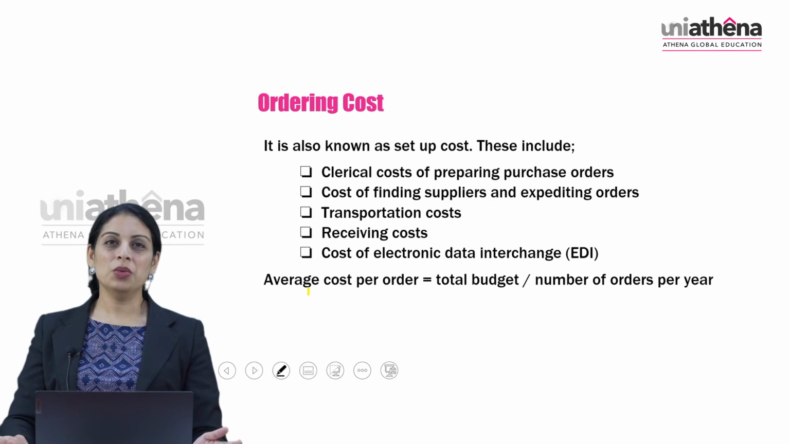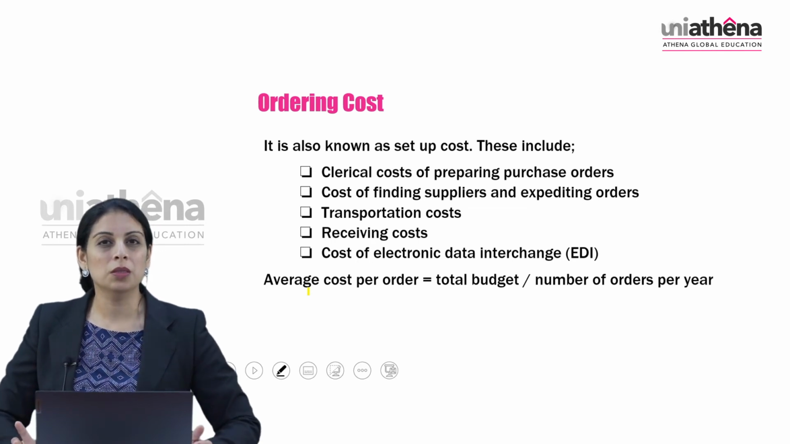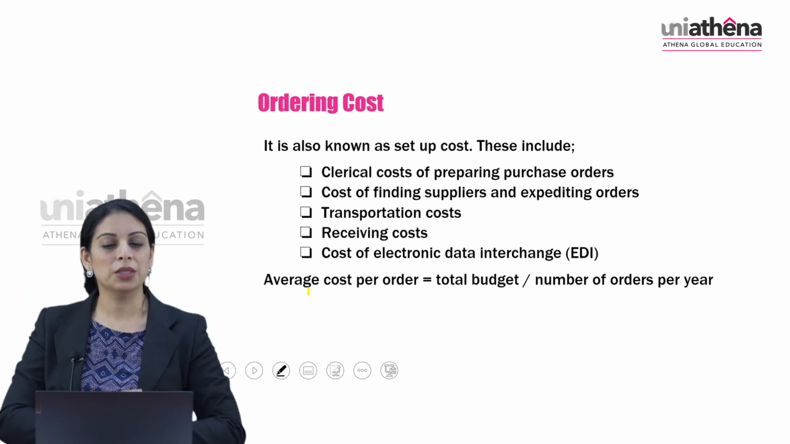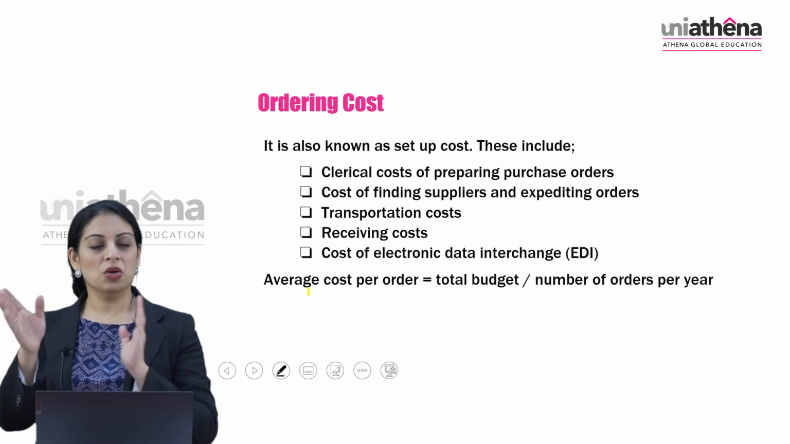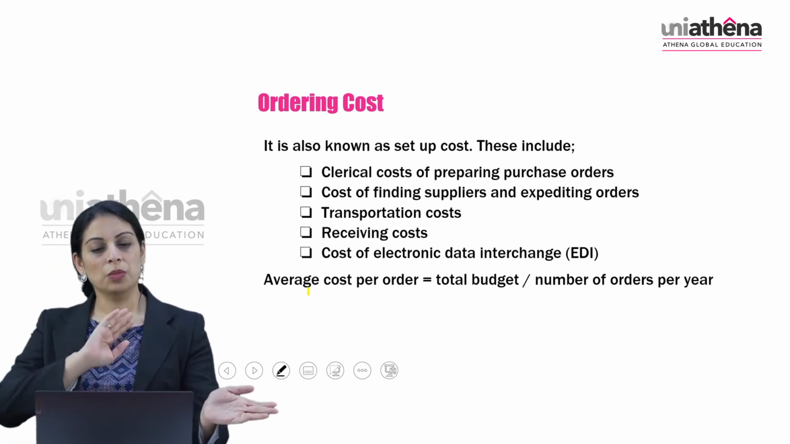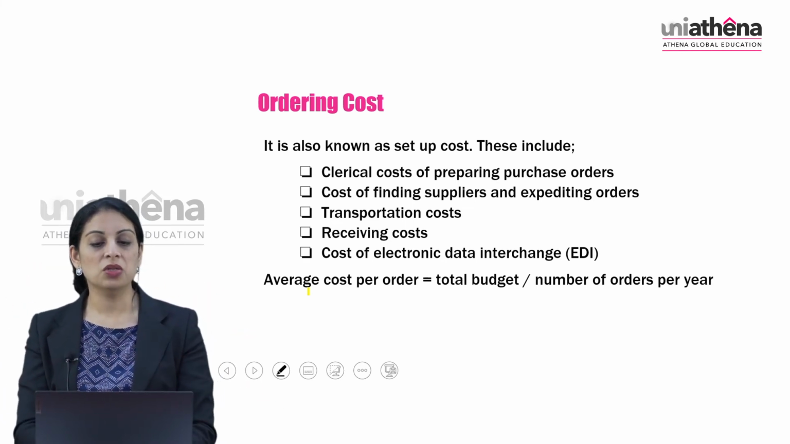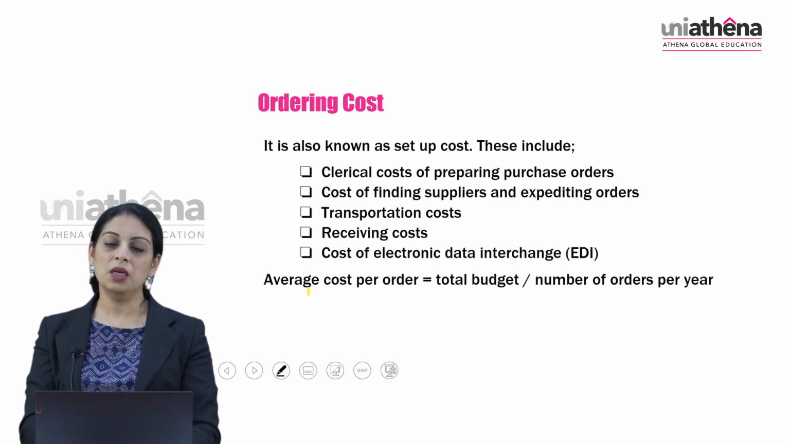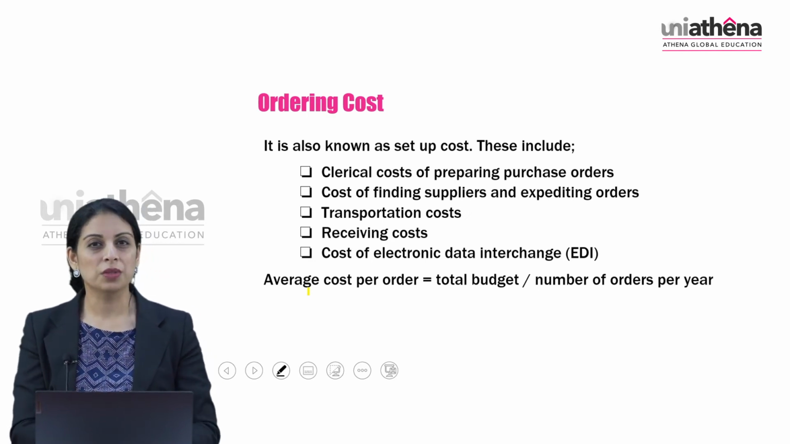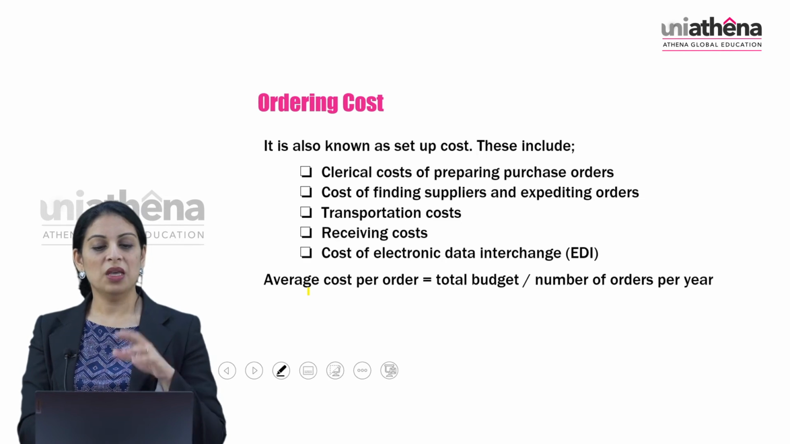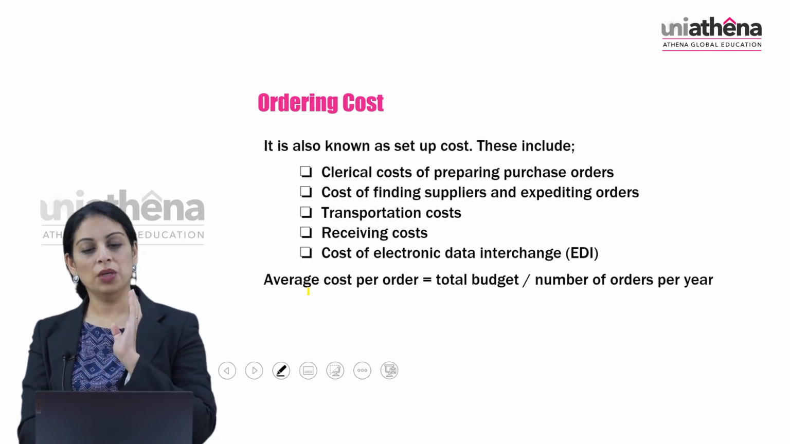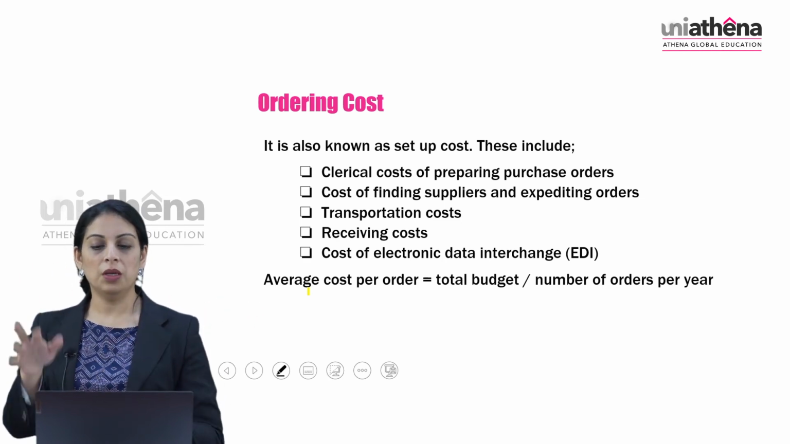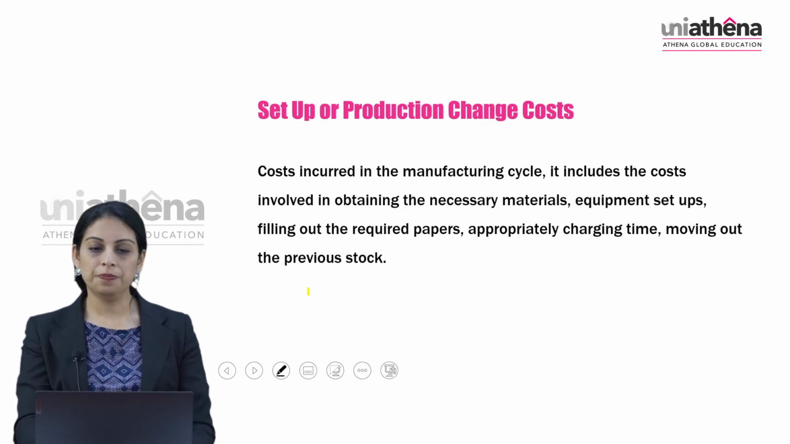Why is it important to expedite orders? Simply because it is important that your stock reaches you on time. Transportation cost of bringing it from the supplier, receiving costs, cost of electronic data interchange. Of course, they all bear a cost. So the average cost per order is probably the total budget divided by the number of orders per year.